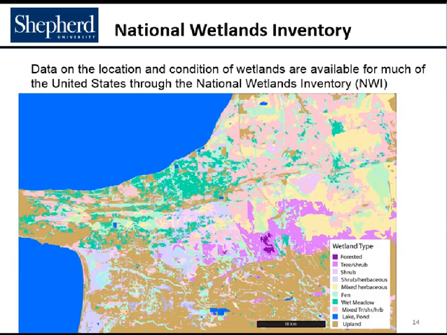NWI data are produced by the United States Fish and Wildlife Service. NWI data portray the extent and characteristics of wetlands, including open water, and are available for approximately 90% of the conterminous United States. About 60% of the conterminous United States is available in digital formats. NWI, or National Wetlands Inventory data, were produced through a combination of field visits and air photo interpretation.